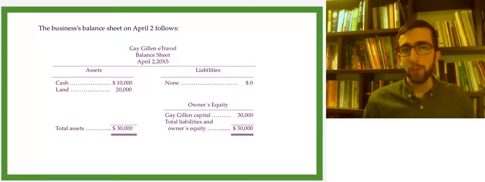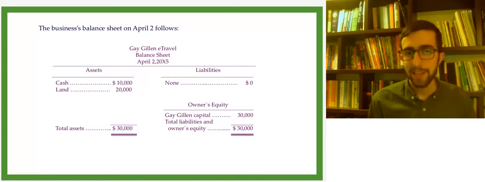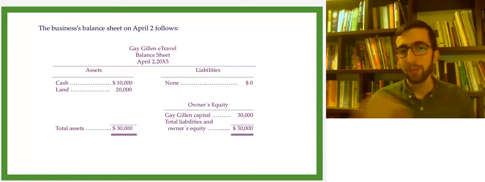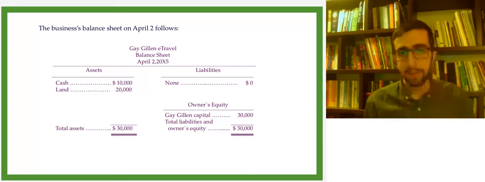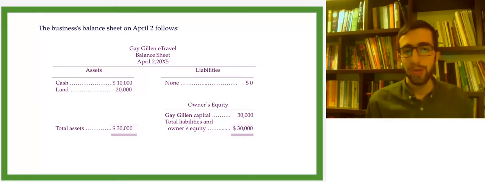On this page, again, we prepare Gagelen e-Travel's balance sheet after those transactions, and we can see the cash account and land account on the asset side and Gagelen's capital on the right side. But still, the balance of the balance sheet on both left and right side is $30,000, because in transaction 2, we saw that we just changed assets and we hadn't changed the right side of the accounting equation.